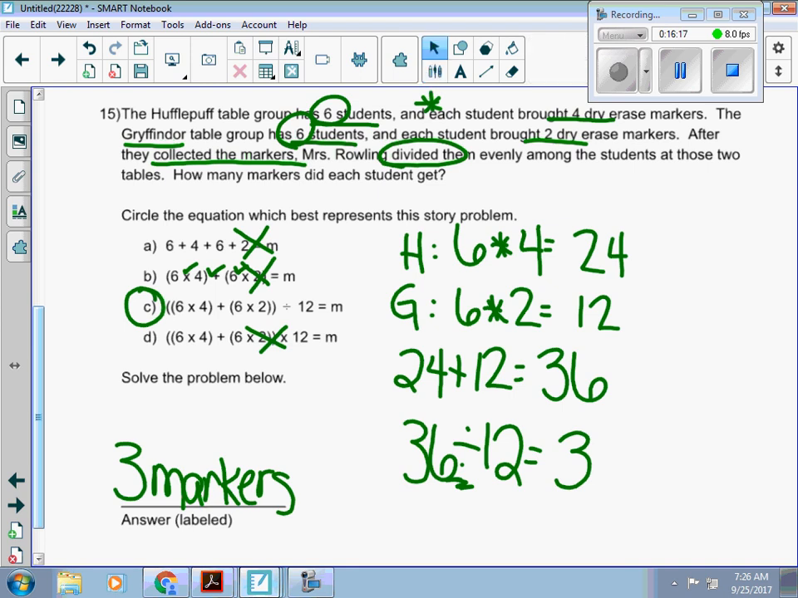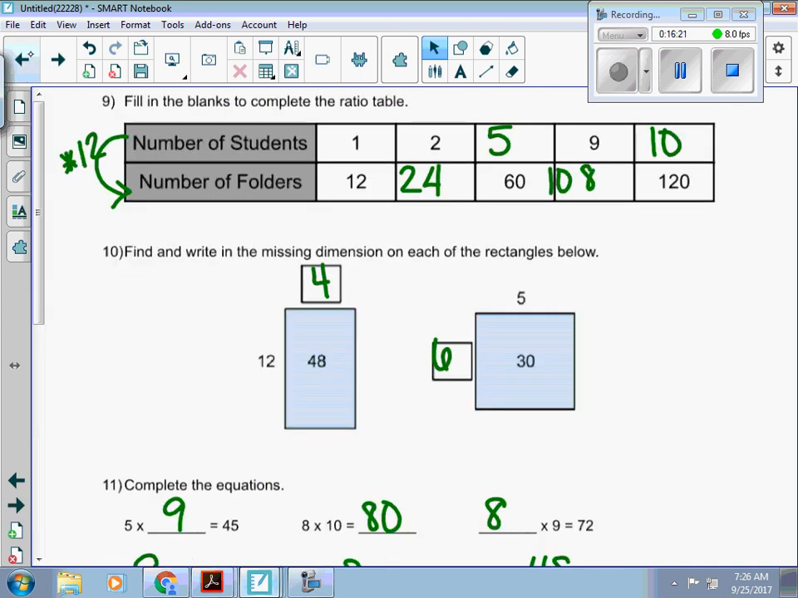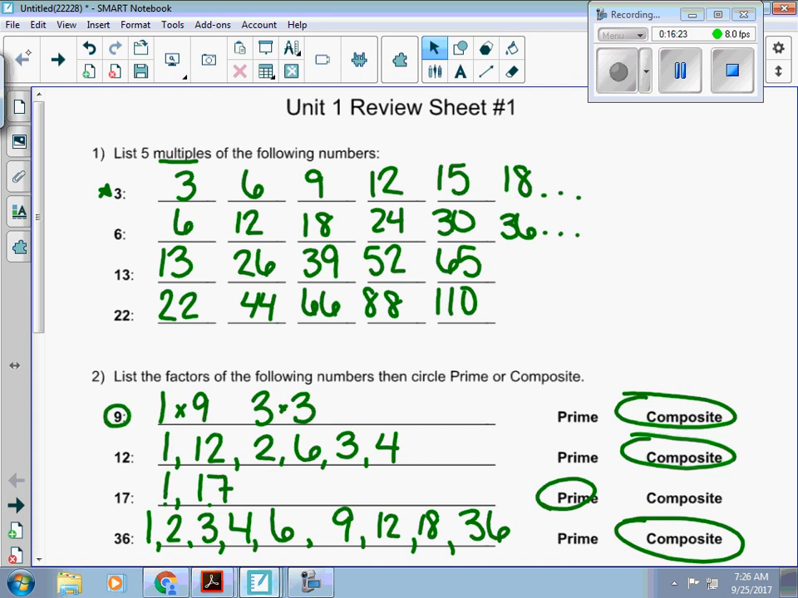So take a moment and go back through the ones, if you didn't know any of them, and check your work. And then make sure we finish that study packet so we are ready for our test.